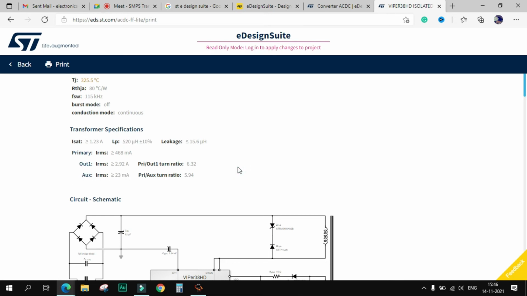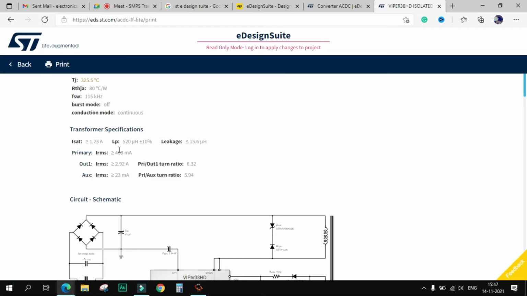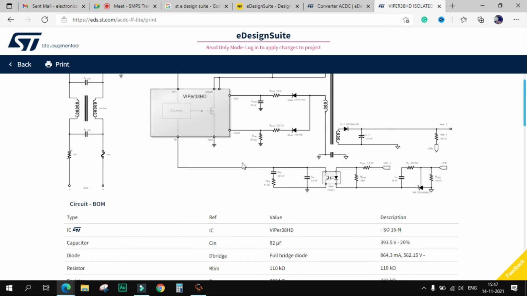But see, in the ST design suite, there will be one disadvantage. You will have to select the proper gauge of copper wire based on these current ratings. They won't be giving you these wire gauges. As you can see in PI Expert, they will directly give you the gauge of the wire, so you don't have to do anything. They will also not give you the exact number of turns to be employed in primary and secondary side. They will just give you the turns ratio. So this is one slight disadvantage.